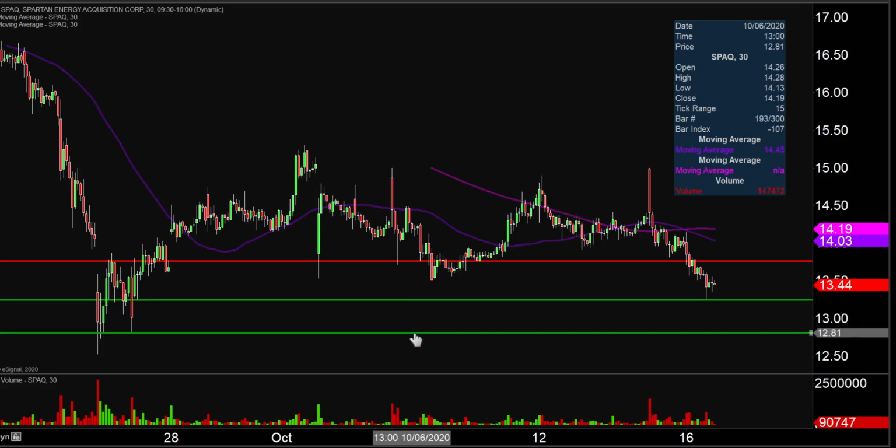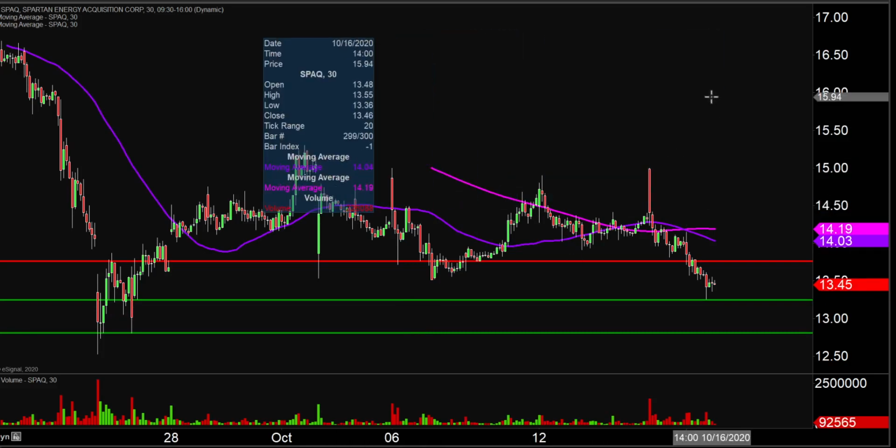If 1325 doesn't quite hold up, then the next level of support after that would be down there around the $12.80 mark. So overall, rough looking chart, especially when you factor in the gap and trap that occurred on Thursday, but we'll see if the price can try to get things turned around next week.